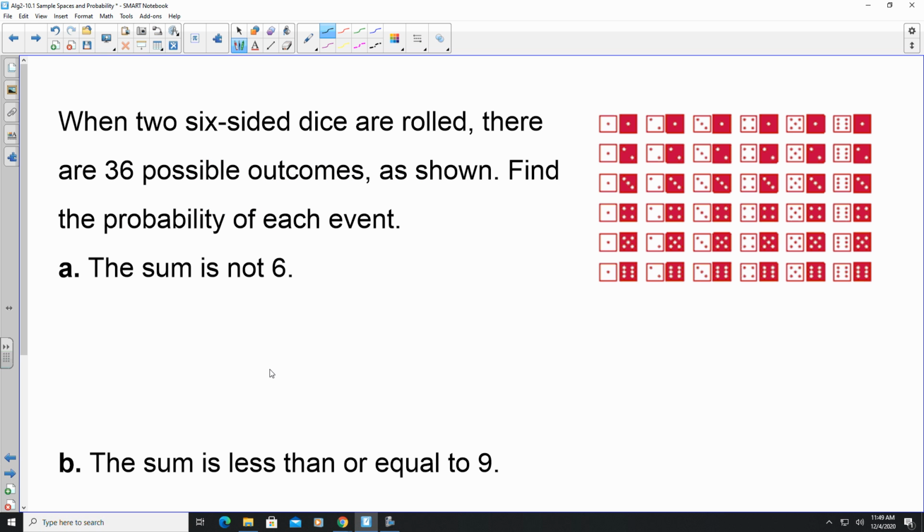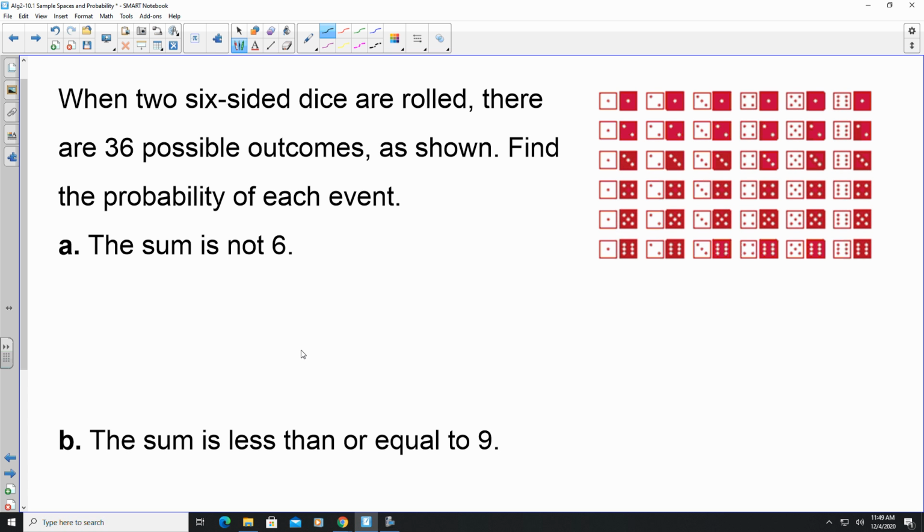In this question here, it says when two six-sided dice are rolled, there are 36 possible outcomes, which makes sense. 6 times 6 is 36. And they show it to us. So they want us to find the probability that the sum is not 6. Since they use the word not, we're going to take 1 minus the probability of a sum equaling 6.